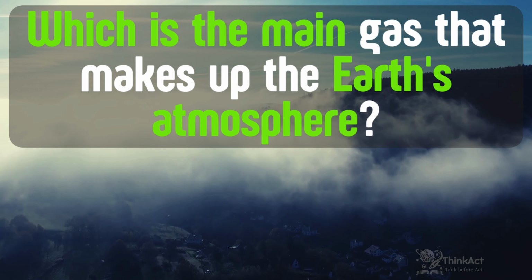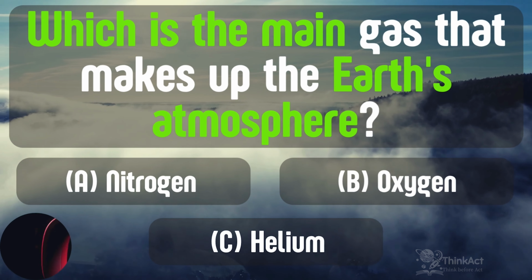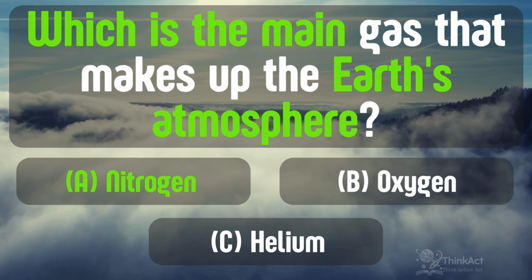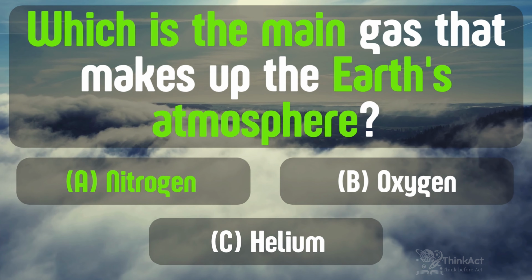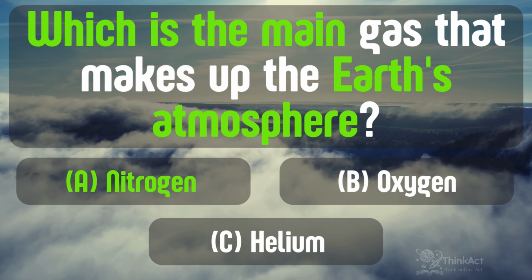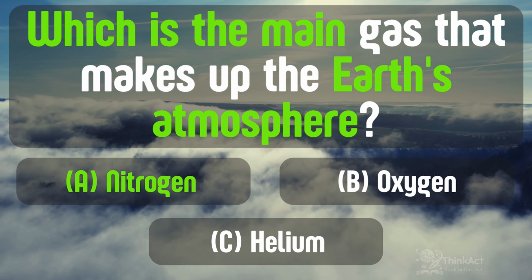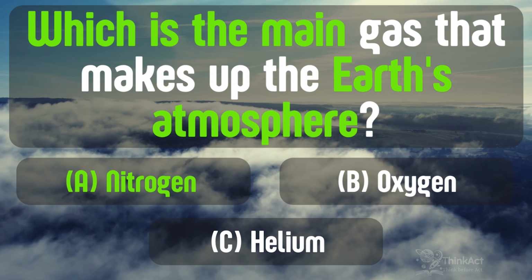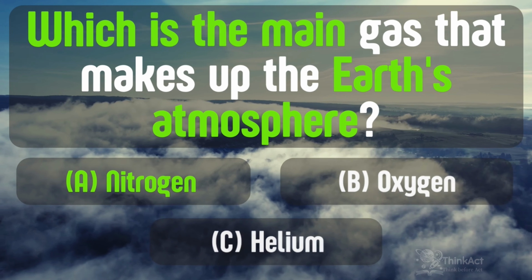Which is the main gas that makes up the Earth's atmosphere? The answer is option A, nitrogen. Nitrogen and oxygen are the two main gases in our atmosphere. 78% is nitrogen and 21% is oxygen. The remaining 1% mostly contains argon, carbon dioxide, and several other gases like hydrogen, helium, neon, krypton, xenon, methane, ozone, and water vapor.